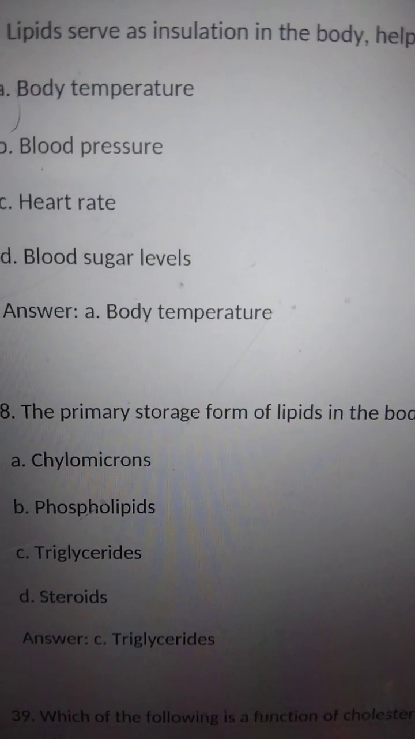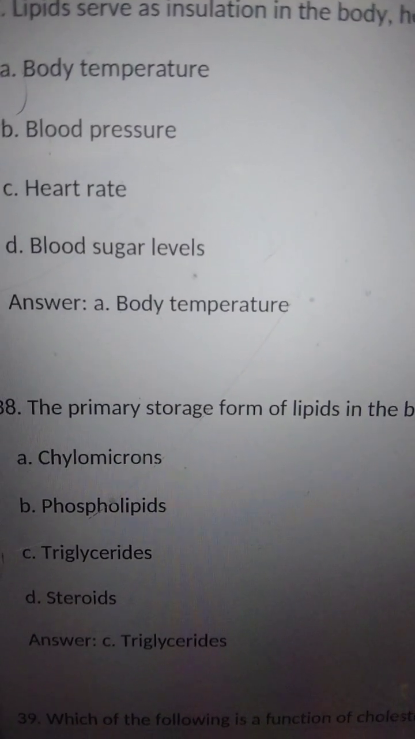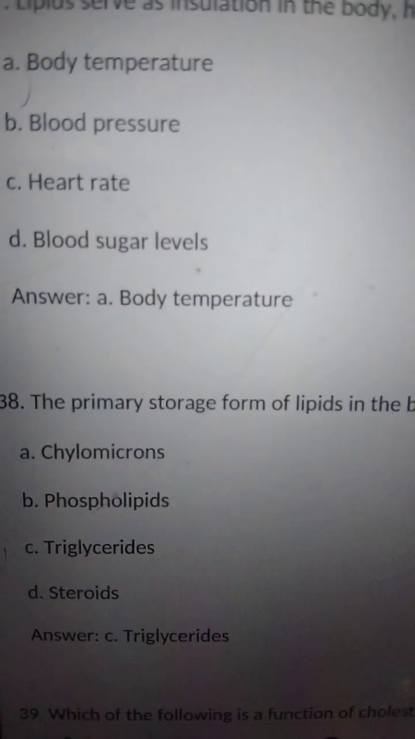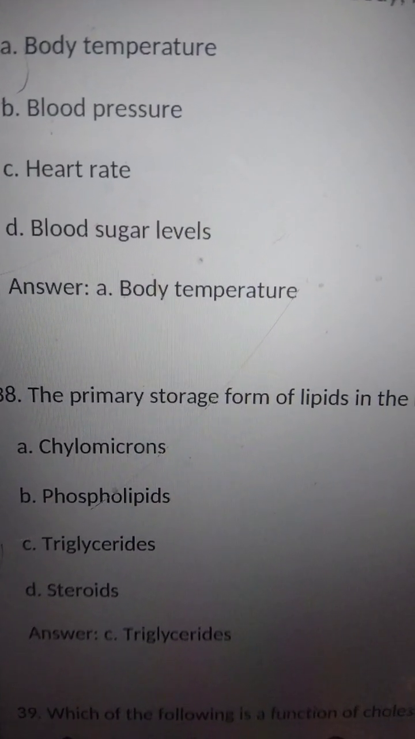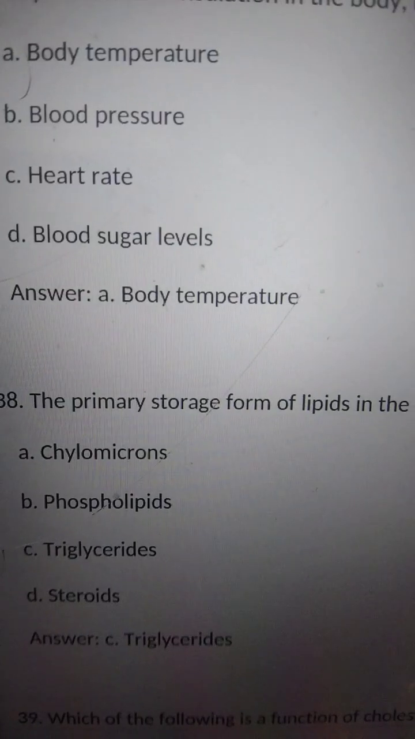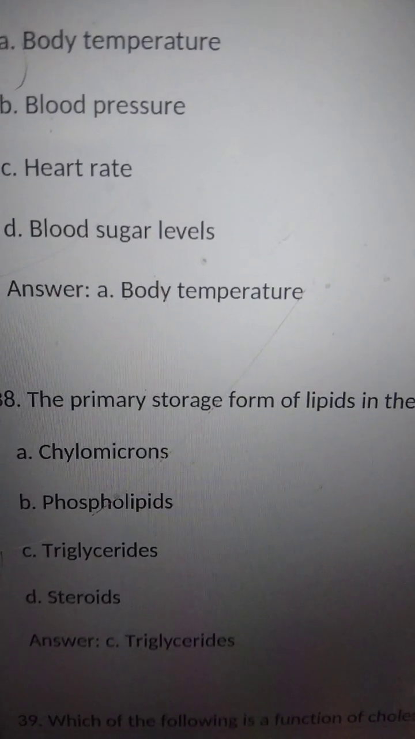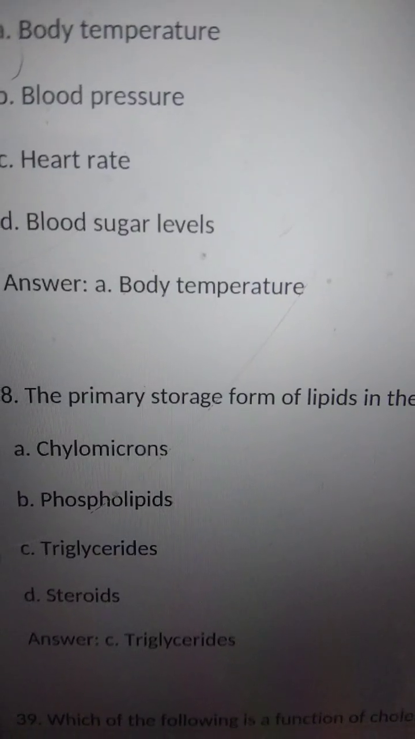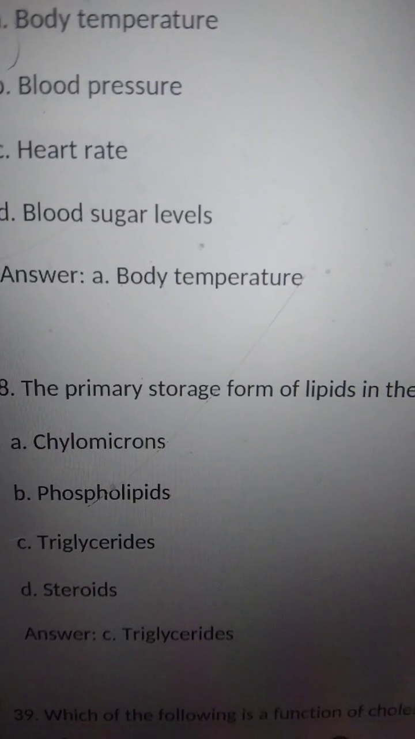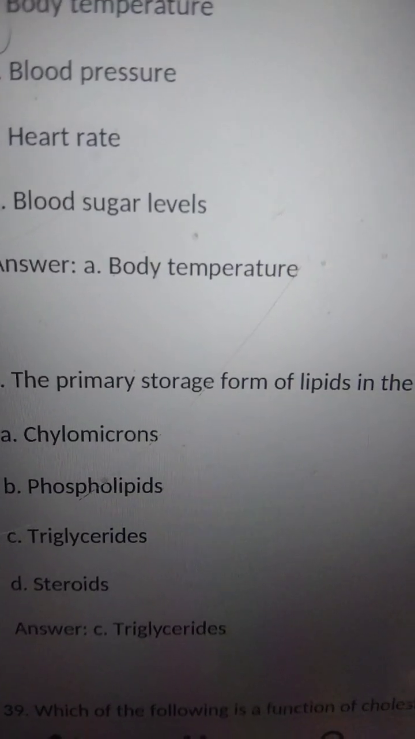Lipids serve as insulation in the body and help to regulate body temperature, blood pressure, heart rate, blood sugar level, or body temperature. The most important one is to maintain or regulate our body temperature. Primary storage form of lipid in the body: chylomicrons, phospholipids, triglycerides, steroids. The answer is triglycerides.